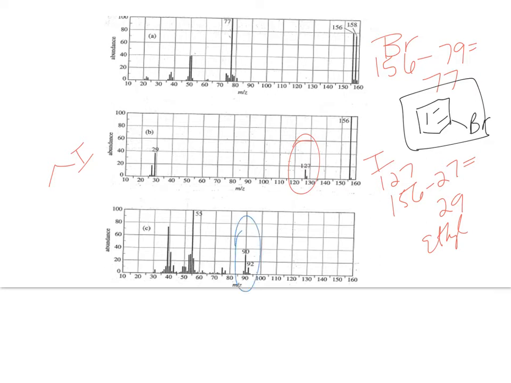Okay, so when you see this 90 and the M plus 2 is a third of the height of the 90, that should tell you that you likely have a chlorine. So then you would want to do 90 minus, what's chlorine? Chlorine is 35. So to propose this structure here, you would do 90 minus chlorine, which is 35, and that gives you 55.